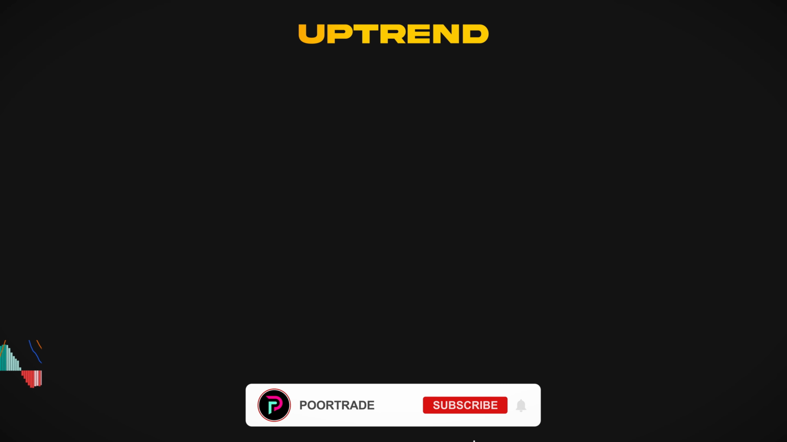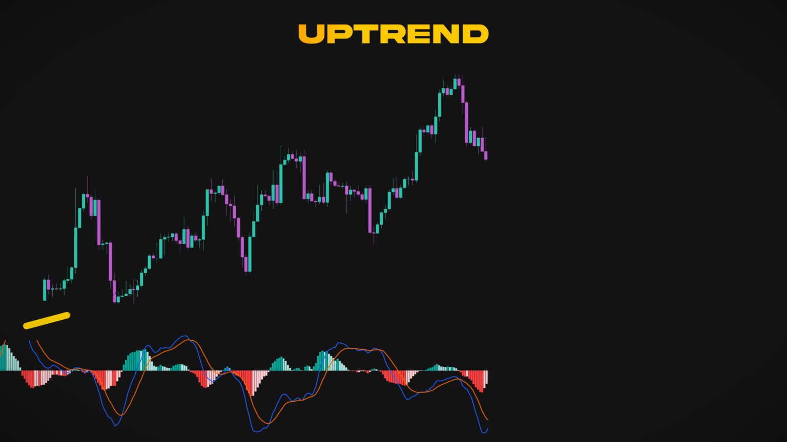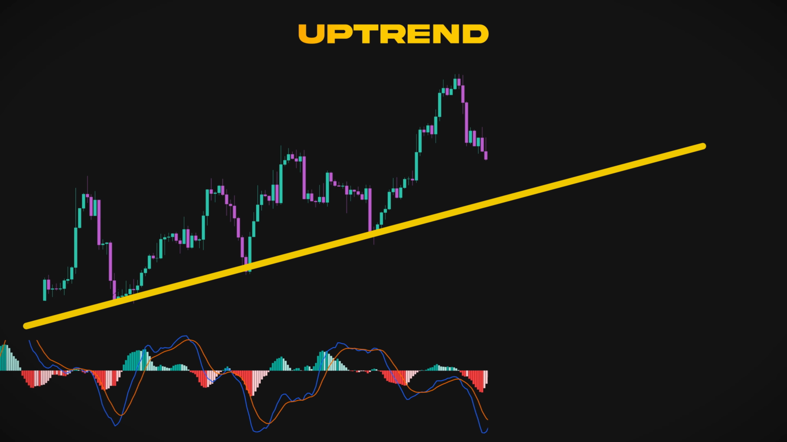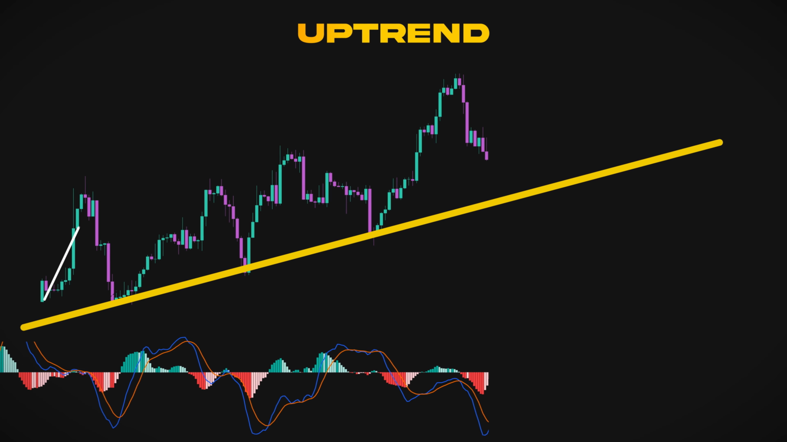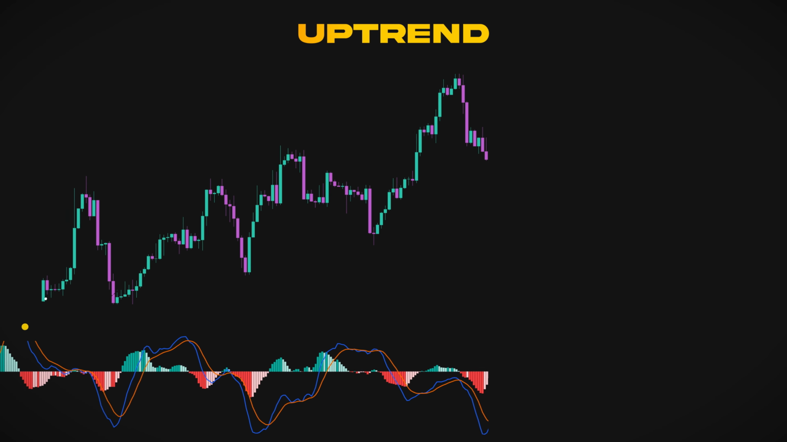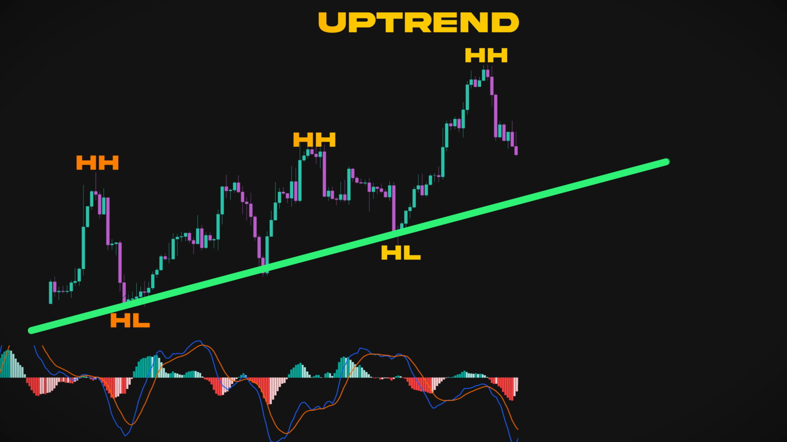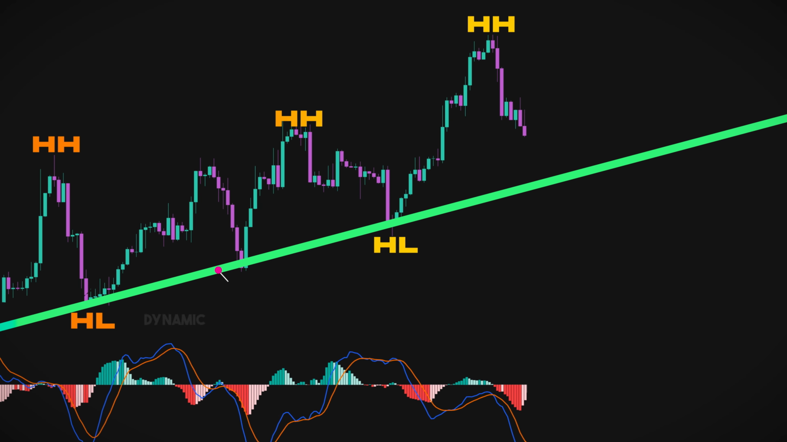Now, let's explore another strategy with a slight variation. This time, we will focus on drawing the trend line on the chart, not on the MACD. To execute the buy strategy effectively, start by identifying an uptrend. An uptrend happens when the price consistently makes higher highs and higher lows, showing that buyers are in control. To visualize this, draw a trend line connecting the higher lows. This trend line acts as a dynamic support level and helps confirm the market's upward direction.